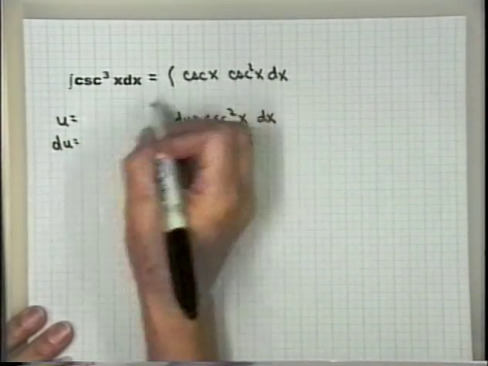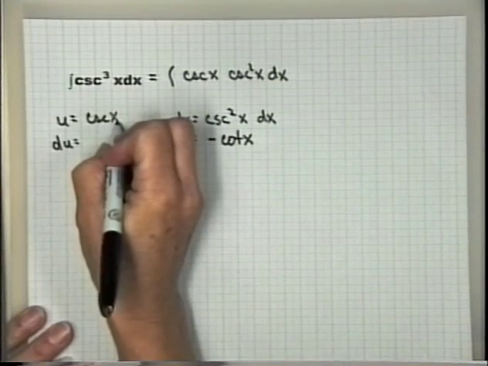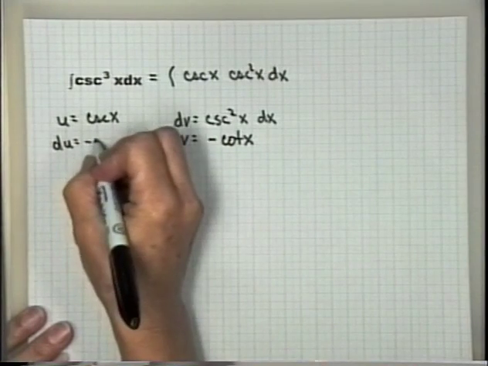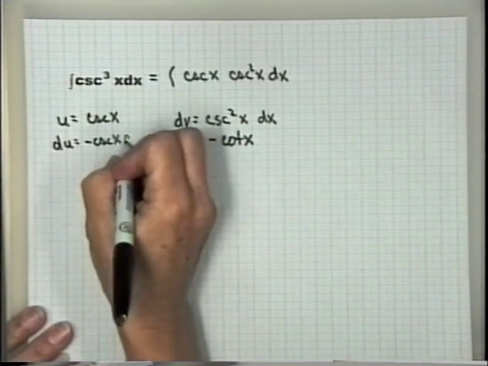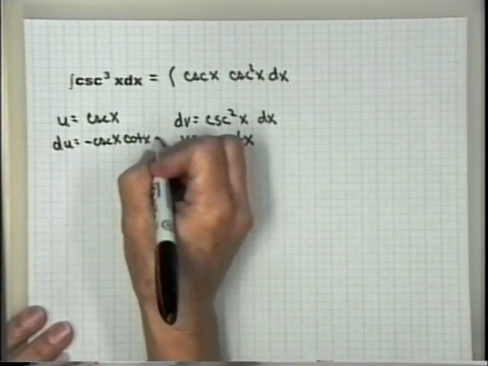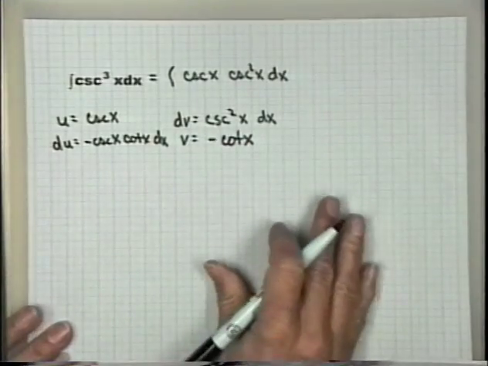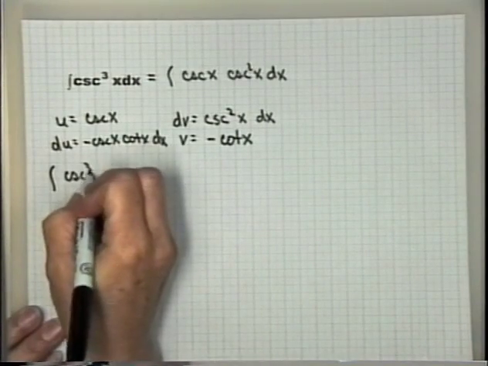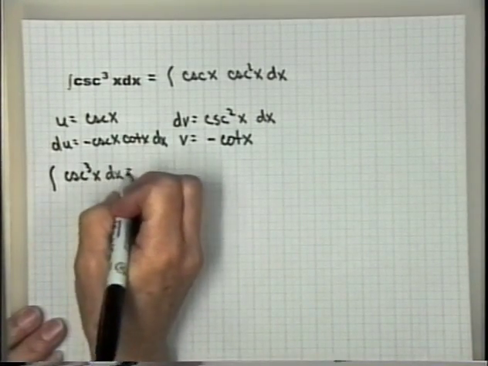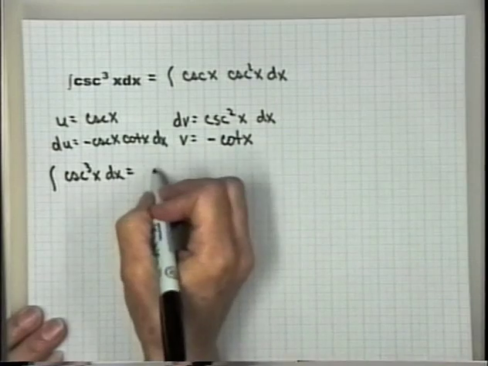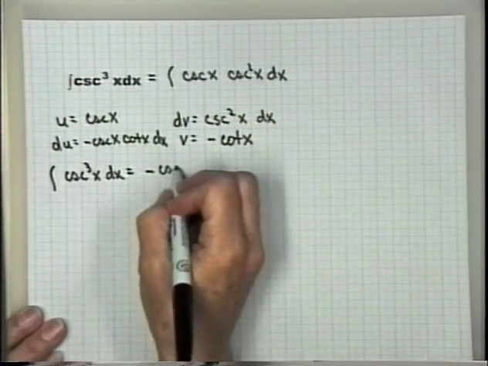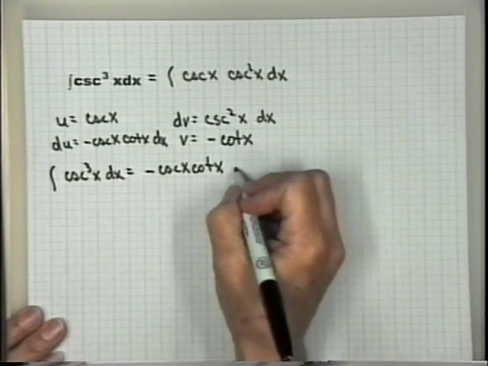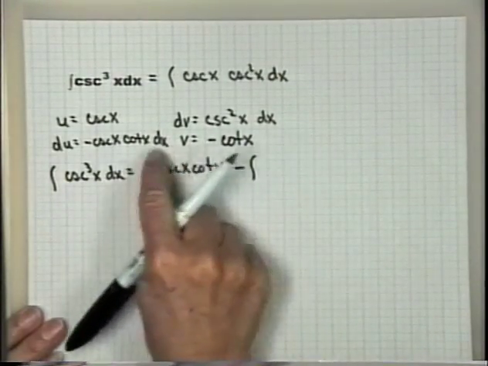Now that leaves this other cosecant x over here for you. Well, the derivative of cosecant is negative cosecant x cotangent x dx. Alright, well, let's keep up with this. I have cosecant cubed x dx equals, that integral, u times v would be negative cosecant x cotangent x minus the integral v times du.